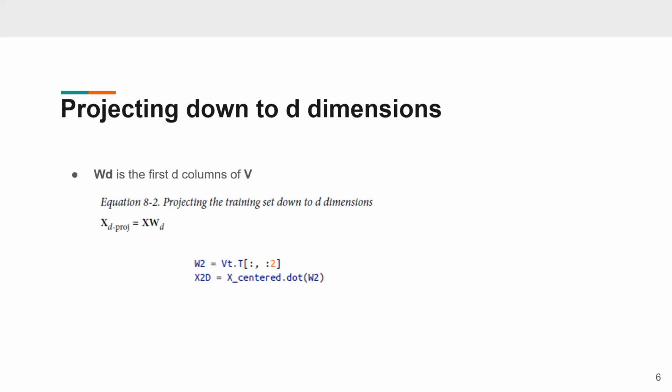You can achieve that by doing this. The W2 comes from your original V transpose, and then you transpose to take the first two columns, and then use that W2 with the X-centered data, X dot W2, to get your projected data X2D.